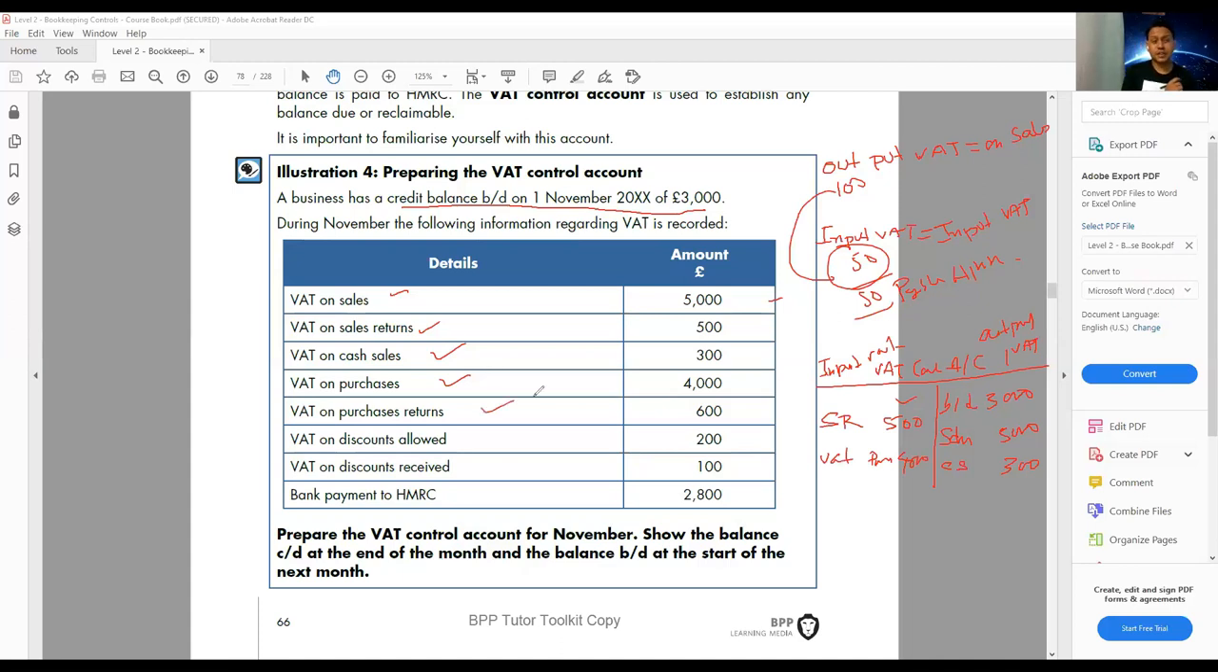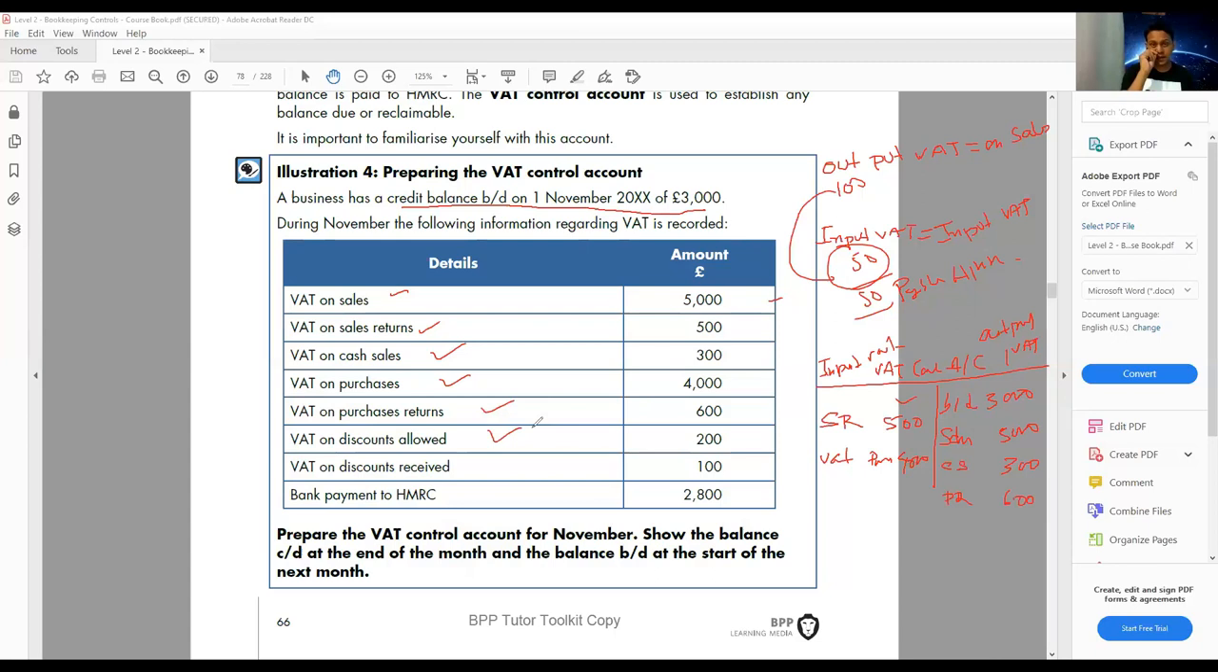Then VAT on purchase return. That will increase the opposite side, isn't it? Because if I buy something and you claim the VAT, and after a few weeks I return the product, I cannot claim the VAT if I return something, isn't it? That will increase it again. So purchase return, 600.